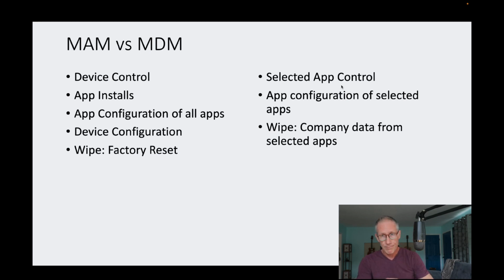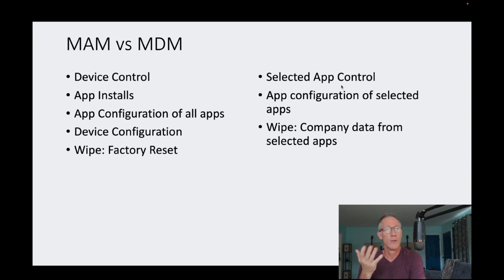So on my little slideshow that I'm showing here, I got a little bit backwards. On the left is MDM and the right is MAM, but you can easily see the difference by reading through just a couple of these bullets. So MDM is full device control. It'll allow you to install apps, app configuration, device configuration, and wipes, which can include factory resets, complete wipes. MAM over on the right, selected app control, really selected apps that understand how this works.